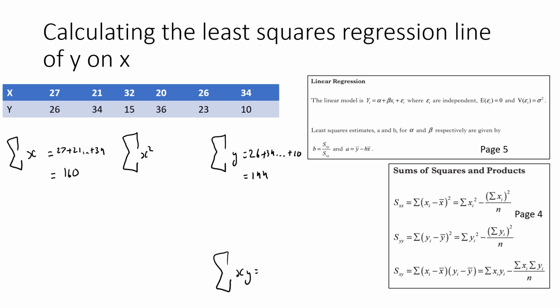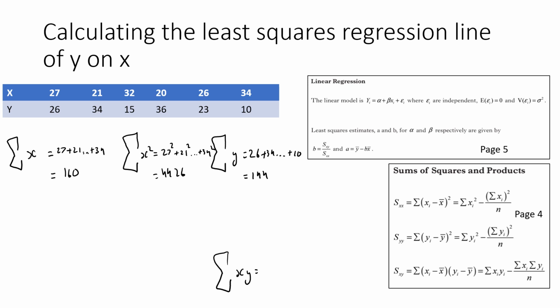So for sigma x squared, instead of this 27 plus 21, it's 27 squared plus 21 squared dot dot dot plus 34 squared. And that gives us 4,426.